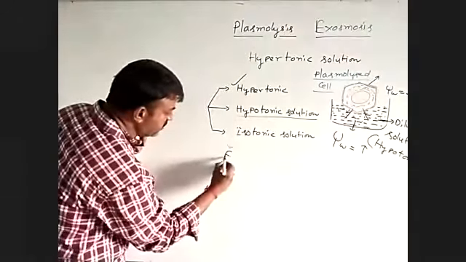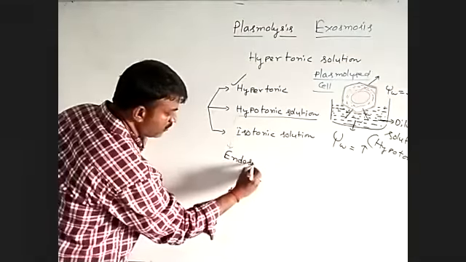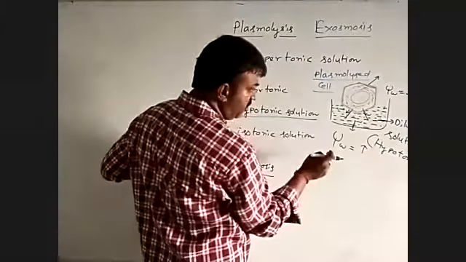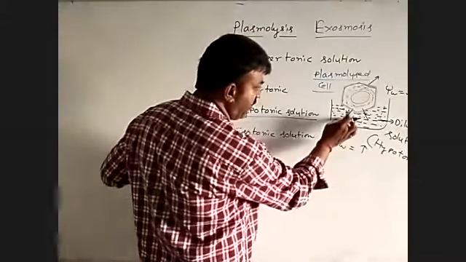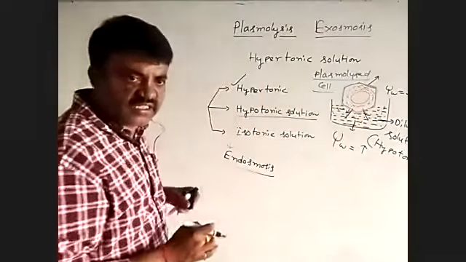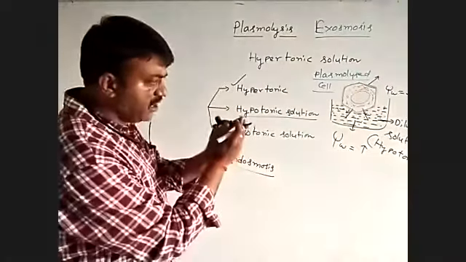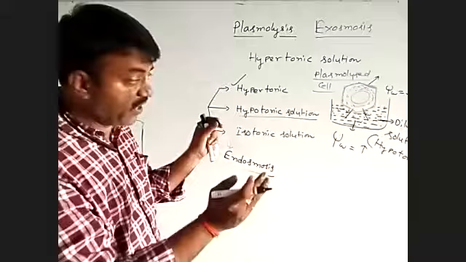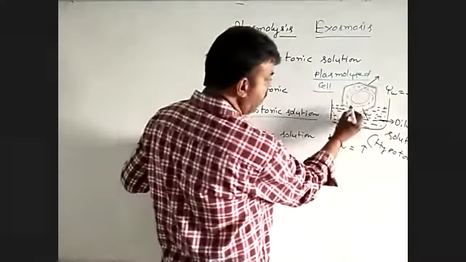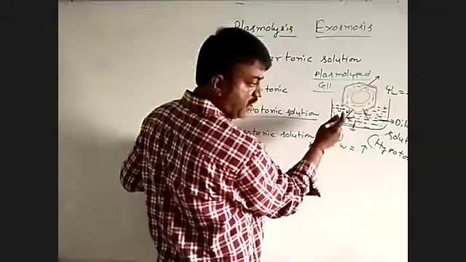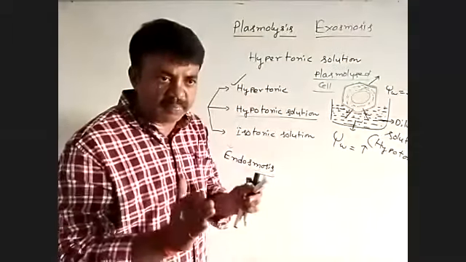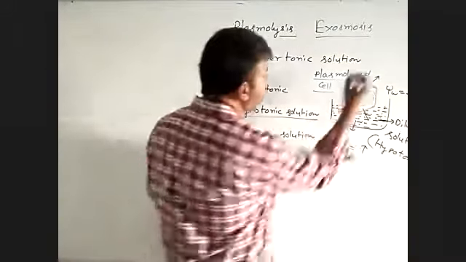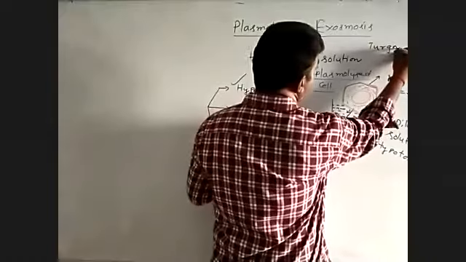Whenever a cell is placed in hypotonic solution, the net movement of water takes place from the surrounding to the cell. As a result of this, the protoplasm or protoplast enlarges due to the entry of water molecules. Very, very important. Now the cytoplasm builds up a pressure. Protoplasm builds up a pressure, which is called turgor pressure.